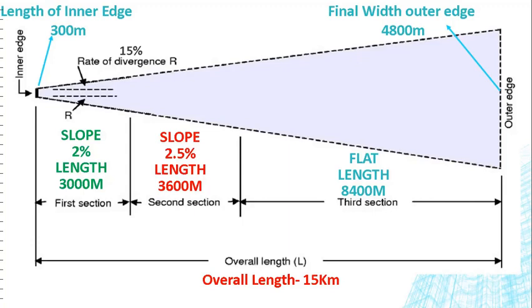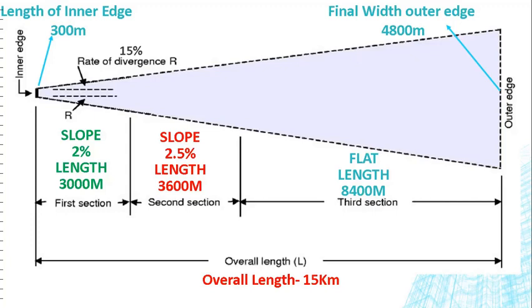The data shown in this particular picture is for instrument runway code 3 and 4. For others it will change. The length of the inner edge, on the left side, is 300 meters, and the length of the outer edge, shown towards the right, is 4,800 meters. The overall length of these three sections, first, second, and third, is 15 kilometers. As we have said, if you extend the runway extremities and calculate the divergence, it is diverging on both sides. It is a 15% divergence.